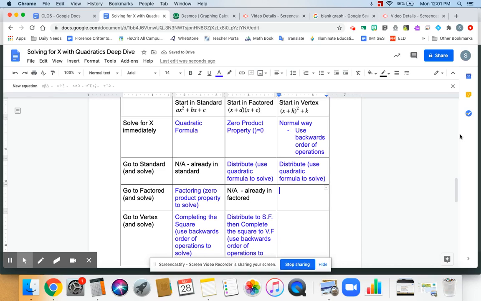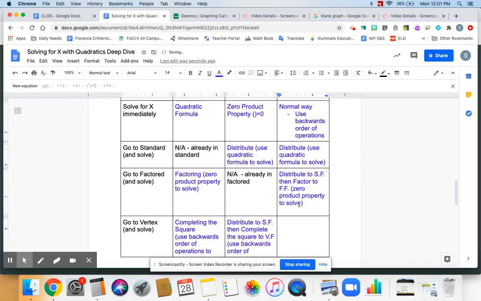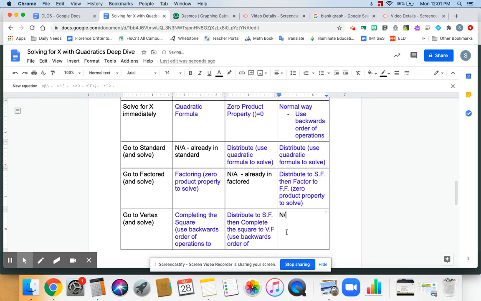If you're in vertex form and you need to get to factored, how do you do that? Well, first you have to distribute to standard form. Then once you're in standard form, you have to factor it to factored form. And then finally, once you're in factored form, you just get to use the zero product property to solve it. And this is the one that's not applicable because it is already in vertex form.